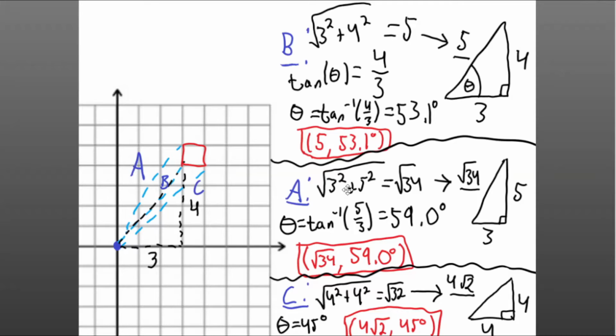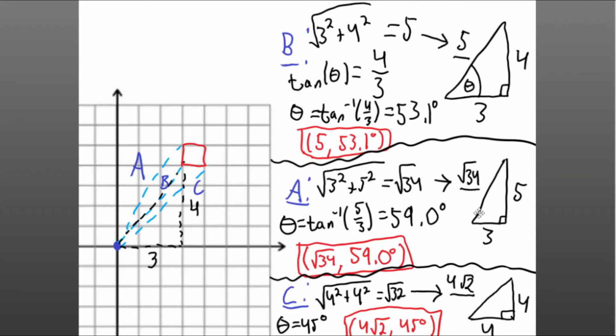Point A is a little bit different because we are now up one more. So it's now (3, 5). And this isn't a 3, 4, 5 triangle. The legs have to be 3 and 4. So as it turns out, the hypotenuse is actually going to be the square root of 34. Which can't be simplified any more than that because 2 times 17 is 34, and 17 is a prime number.